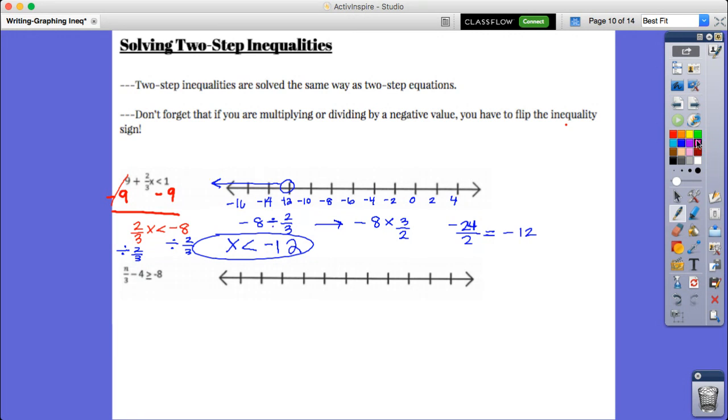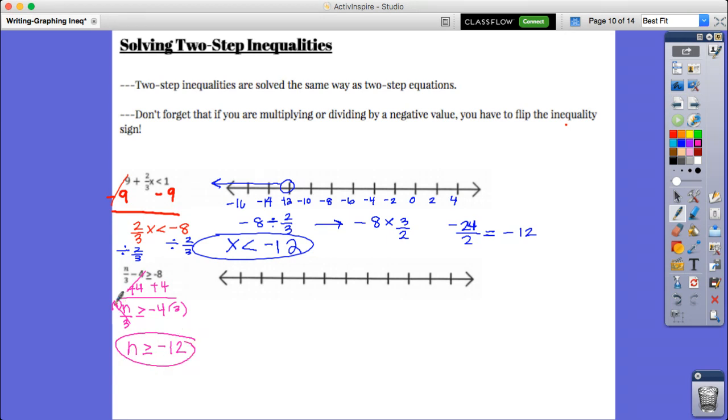All right, let's look at the next problem. n divided by 3 minus 4 is greater than or equal to negative 8. The first thing we're going to do is add 4 to both sides. n divided by 3 is greater than or equal to negative 4. So now, this n is being divided by 3. The inverse of division is multiplication. So we're going to multiply both sides by 3 and we get n is greater than or equal to negative 12.